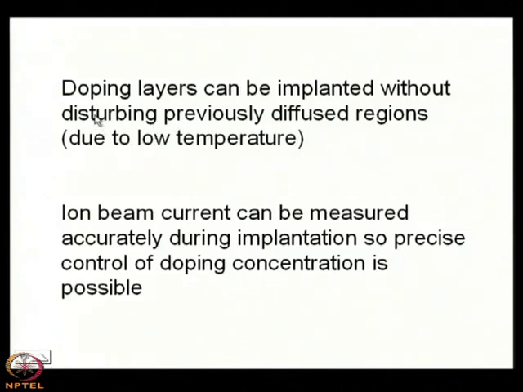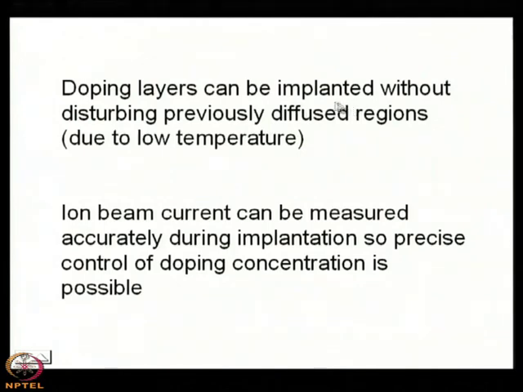Another advantage is that the doping layers can be implanted without disturbing previously diffused regions. Previously diffused regions means, suppose you have a material already n-type doped. You want to make a p-n junction, so you have to dope the material with p-type. Now, if the temperature is increased, what will happen? Already there is doping inside the material, because it was already n-type. So, those dopant atoms can change their position inside the material. As you go on increasing the temperature during diffusion, what will happen to the already diffused atoms? They can also move. That means the crystal structure can change. So, that is the thing: in ion implantation, you can dope without disturbing the previously diffused region.